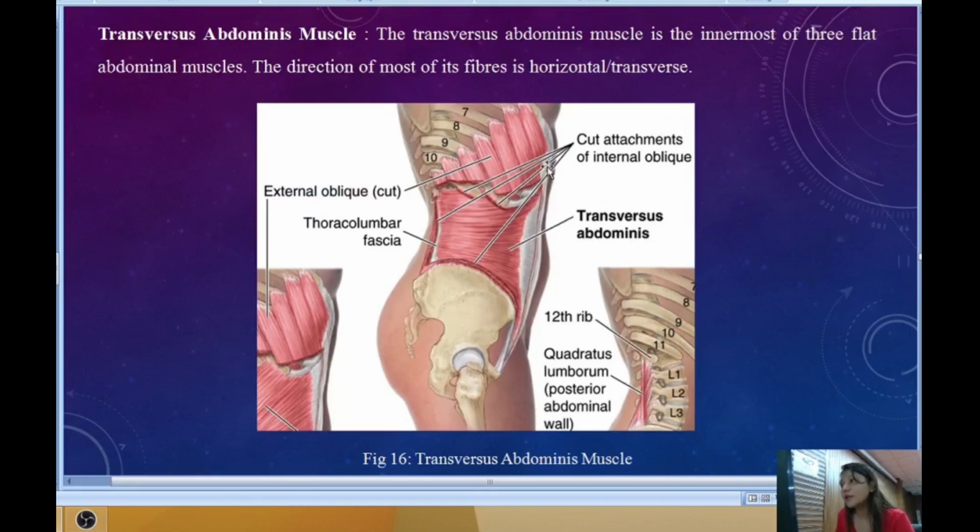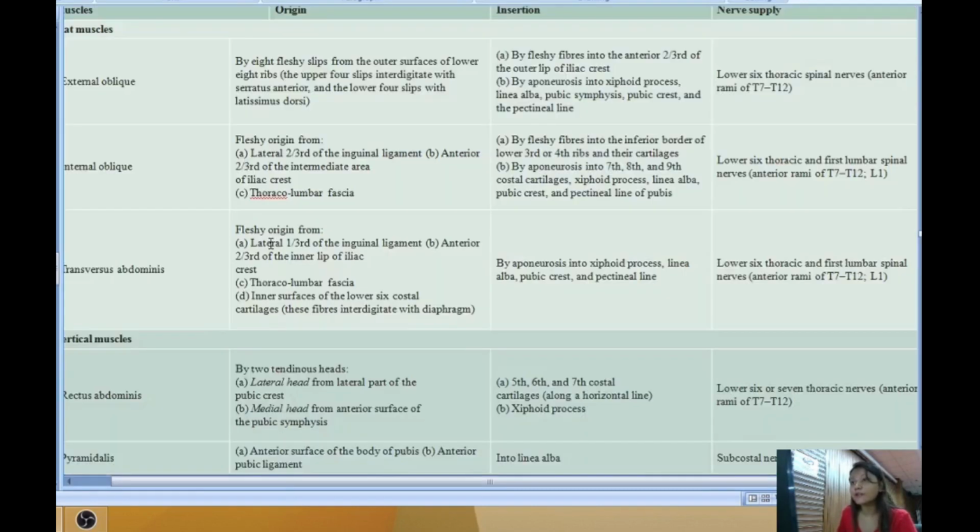If you cut the internal and external, you will get transversus abdominis. It is the innermost of the 3 flat abdominal muscles, and the direction is horizontal. So what is the direction of transversus abdominis? It is in the word only, transverse means horizontal. So direction is horizontal. And what is the origin?